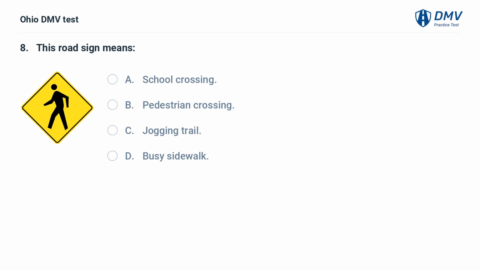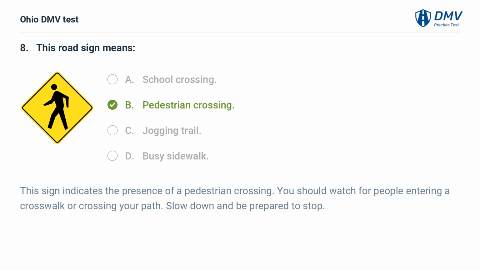B. Pedestrian crossing. This sign indicates the presence of a pedestrian crossing. You should watch for people entering a crosswalk or crossing your path. Slow down and be prepared to stop.